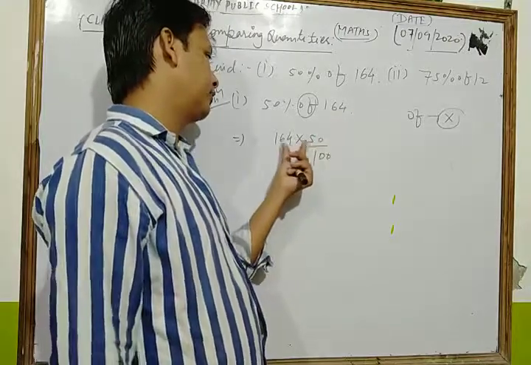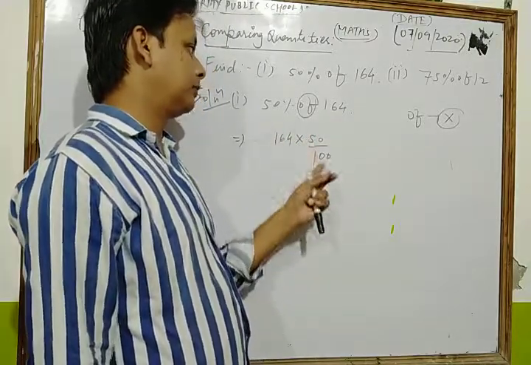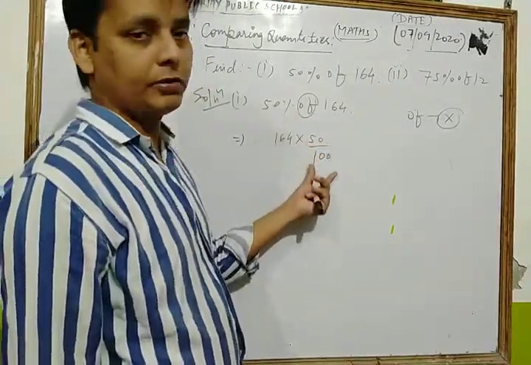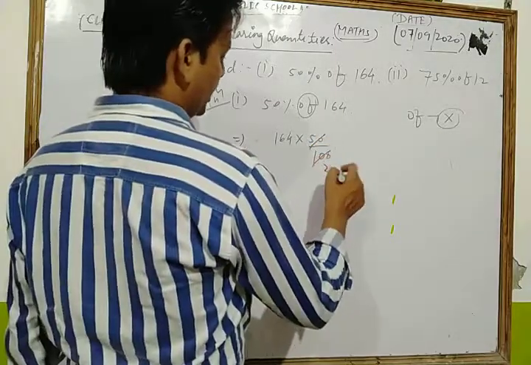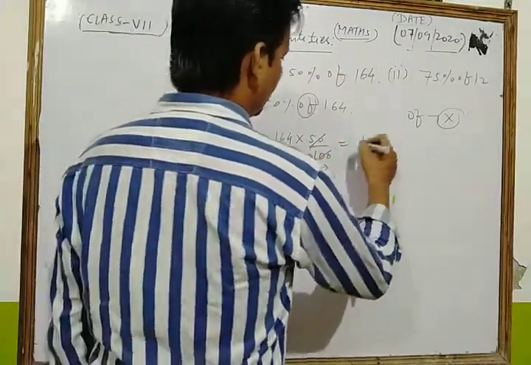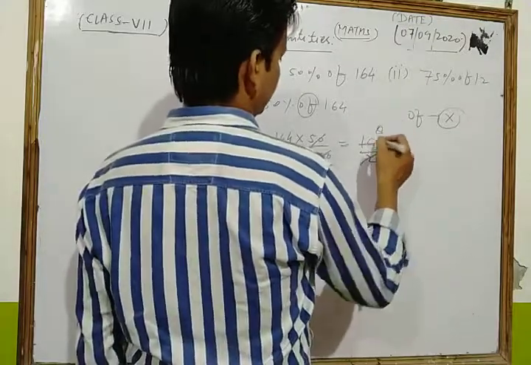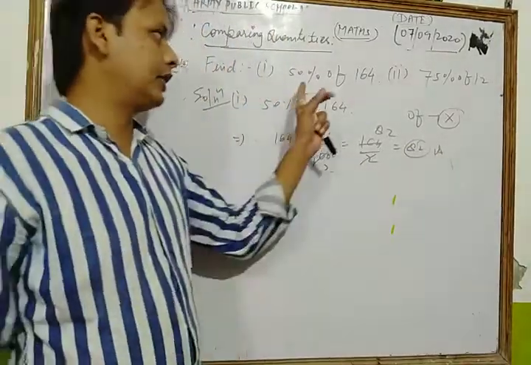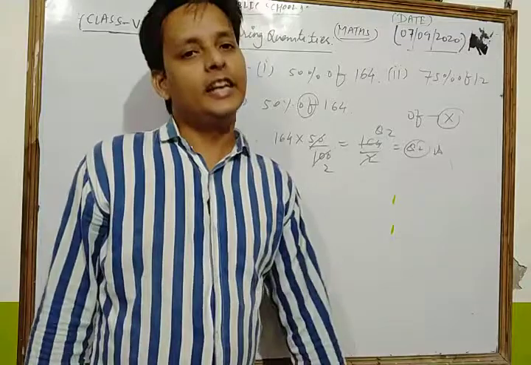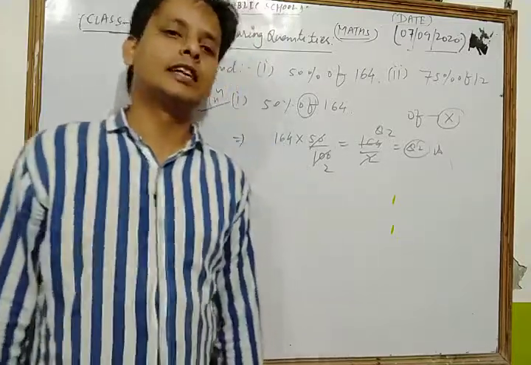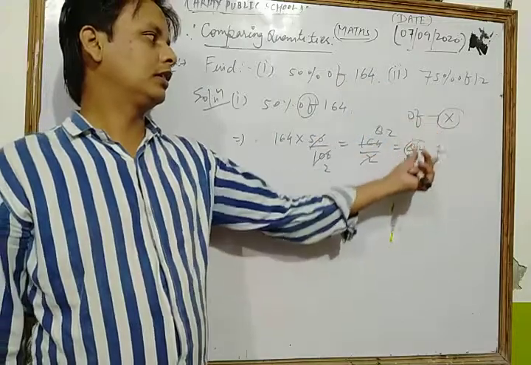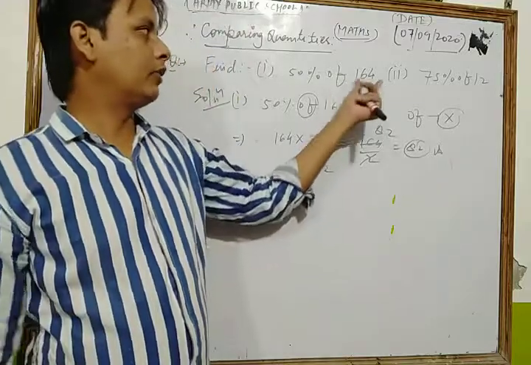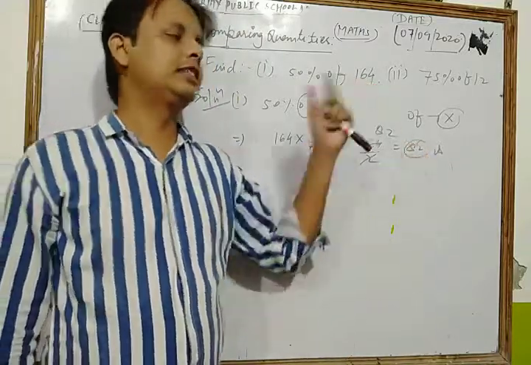So we can write 164 into 50 upon 100, because percentage means what? Per 100. So we can write 50% as 50 by 100. Now look here, 50 to the 100, so we get 164 upon 2. In this way we get 2 8s are 16, 2 2s are 4, 82. So the 50% of 164 is 82, right? 50% means just half of any quantity. Here the whole quantity is 164, then half of it is 82.